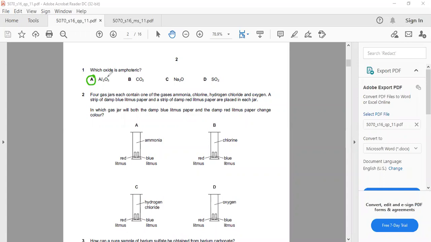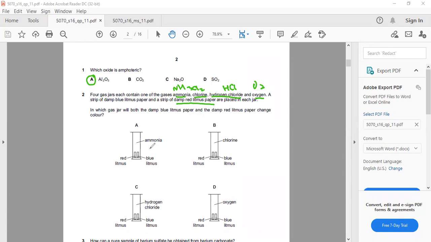Okay. Now, four gas jars each contain one of the gases ammonia, chlorine, hydrogen chloride, meaning HCl gas, and oxygen. Four gases are there. A strip of damp blue litmus paper and a strip of damp red litmus paper are placed in it. In which gas jar do both blue and red change the color?